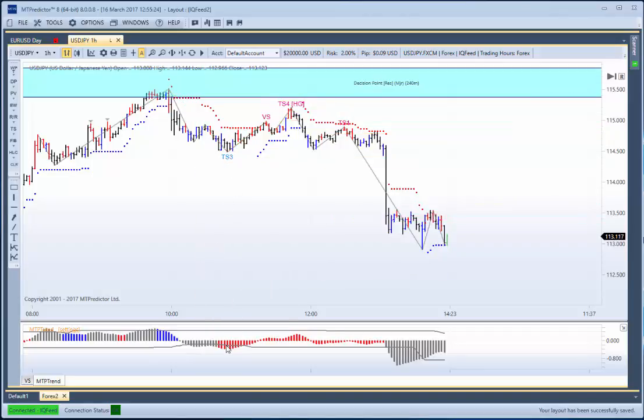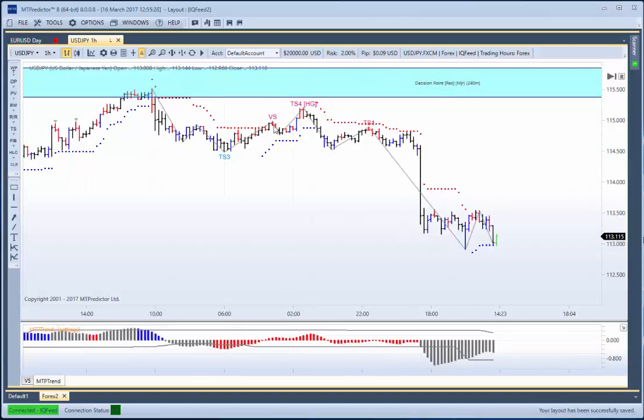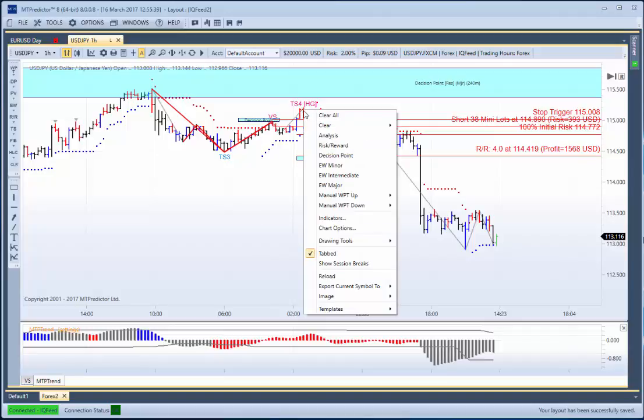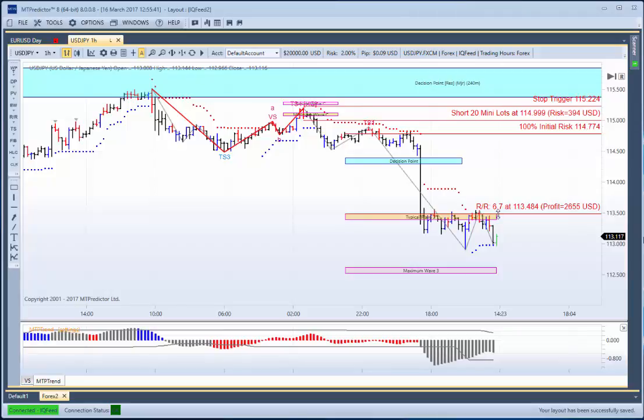This TS3 buy setup was against a red MTP trend and was not one to take. This VS sell here would have been a losing trade because it came down on a red MTP trend and would have stopped you out. Remember, losses can and will and do happen. This trade here would have then been a plus 6.7 hour profit, so a good example of a profitable trade.